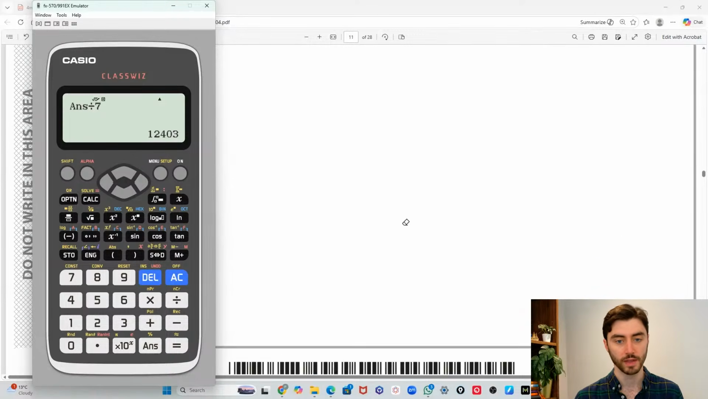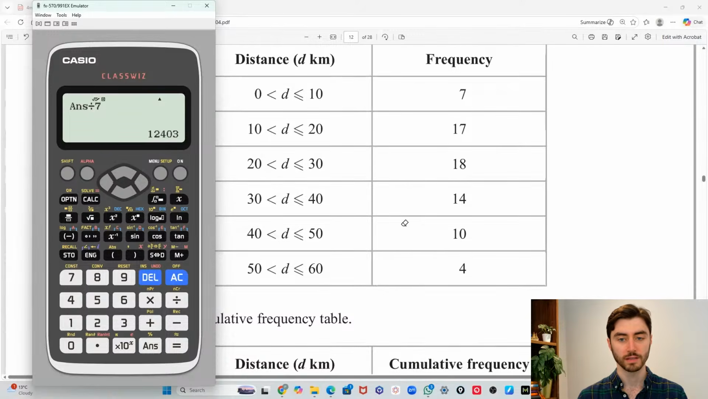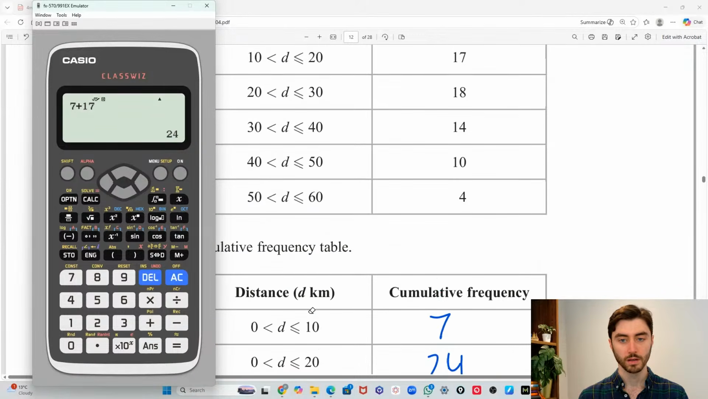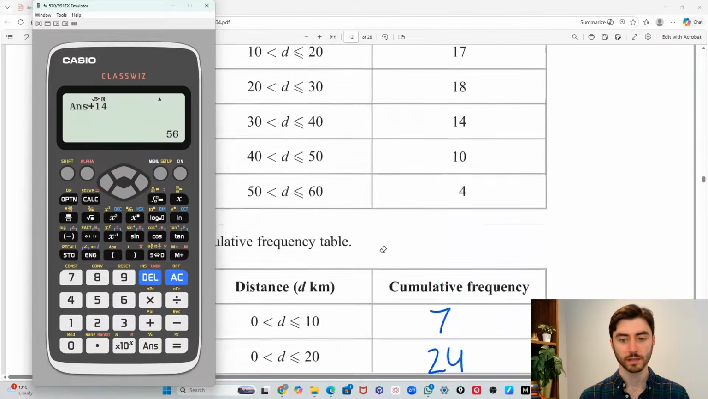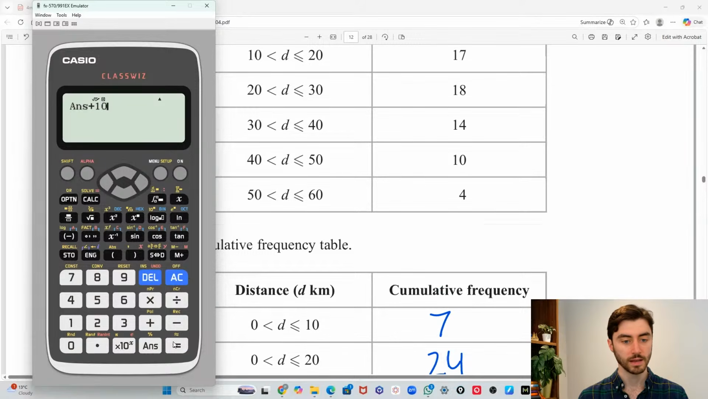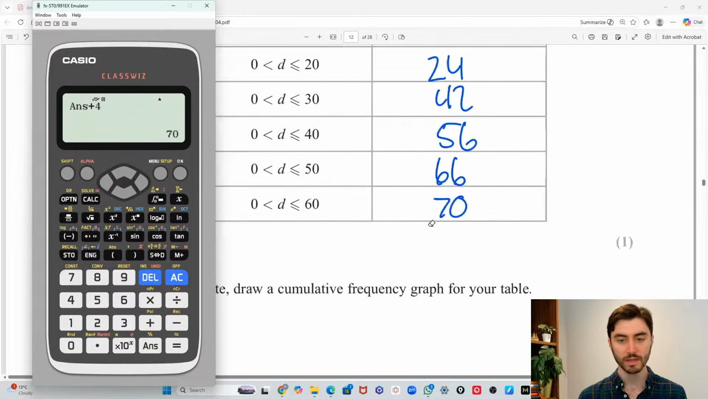I'm confident with this. This I'm also confident with, that I didn't mess up the numbers, but I'll just check it. So 7 plus 17 is 24. Good. Plus the 18 is 42. Good. Plus the 14 is 56. Good. Plus the 10, 66. Plus the 4, 70. All good.